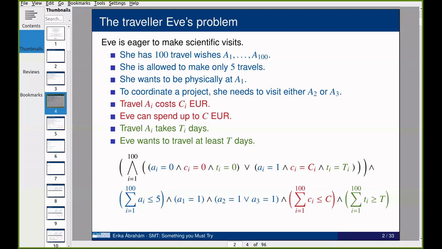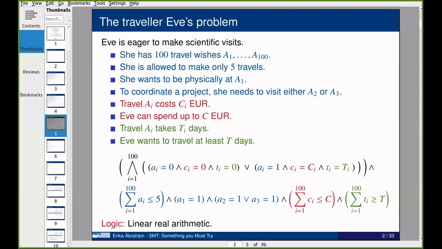And now we can express the constraints. At most 5 travels need to take place, A1, A2, or A3 need to take place, and there is the upper bound on the sum of the costs over all travels and the lower bound on the time sum over all travels. This is now a formula of linear real, or if the costs and time are integers, then integer arithmetic.